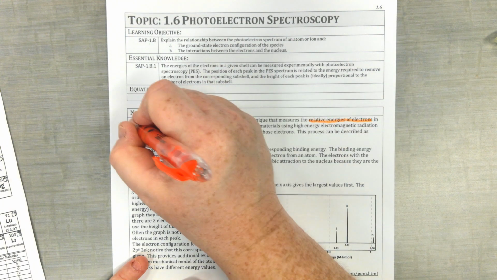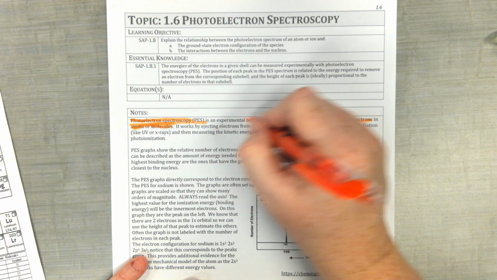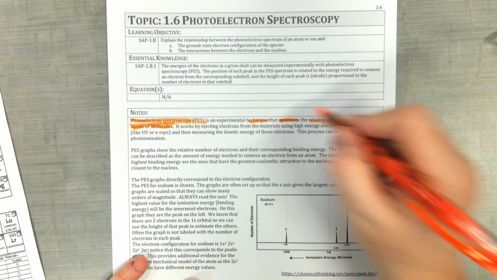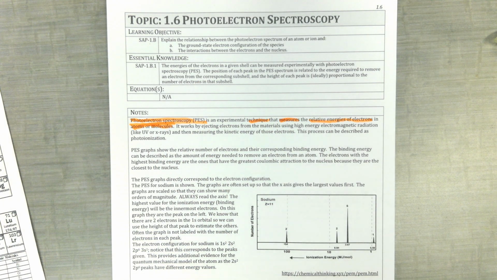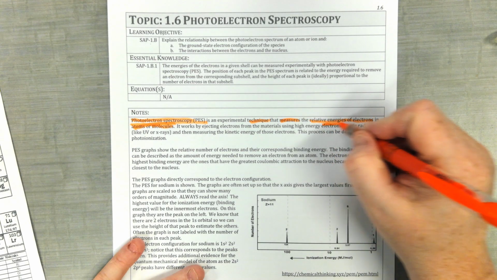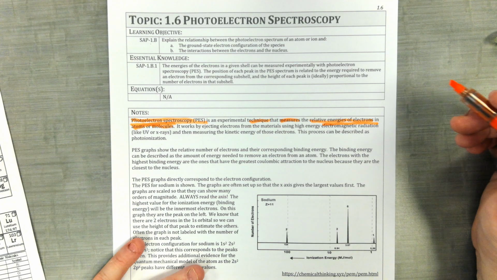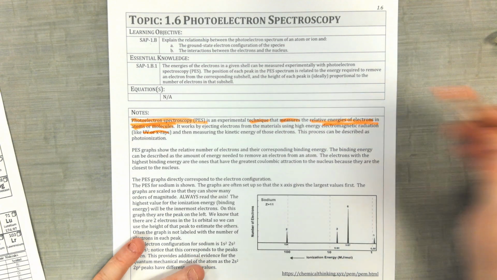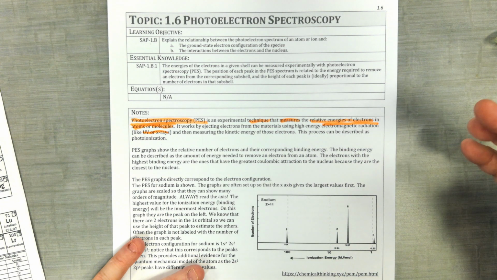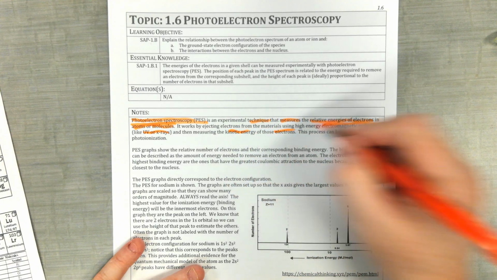Photoelectron spectroscopy is a technique that measures... it goes from high to low energies, and it uses electromagnetic radiation like UV or X-rays. And it measures the kinetic energy of the electrons.